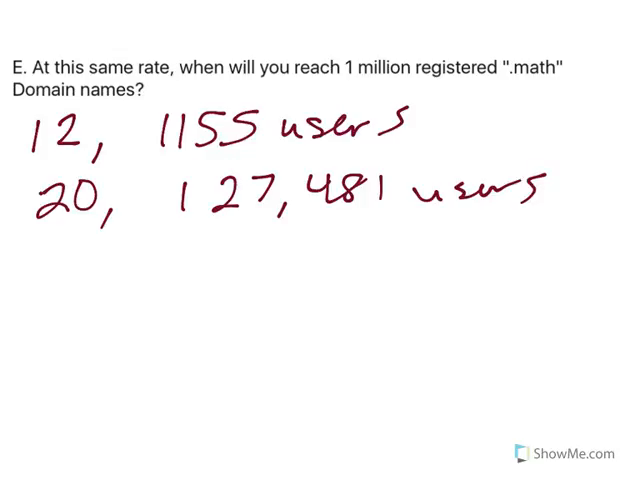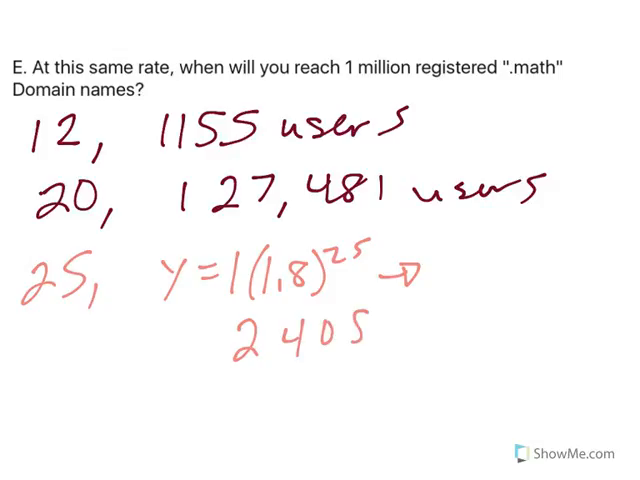So let's go up to 25. If I have 25, I have 1 times 1.8 to the 25th power. When I plug that into the calculator, I get 2,408,865. Because you've got to subtract one. Don't forget to subtract one for yourself. But that's over 2 million. I don't want 2 million. 1.8 is not quite doubling.